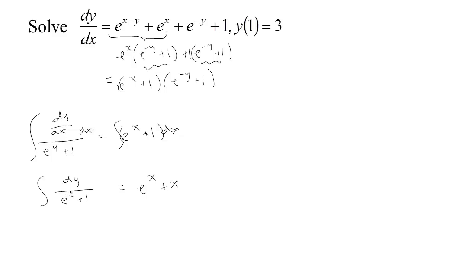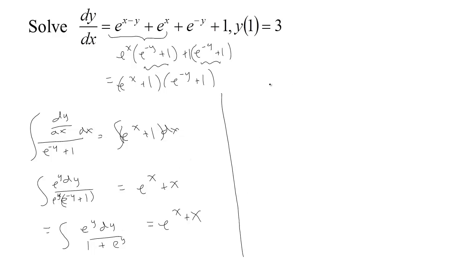Okay. This one requires a bit of a trick, and the trick we can use is to multiply top and bottom by e to the y. So you have e to the y dy on the top. E to the y times e to the negative y is 1, and e to the y times 1 is e to the y. Now because of that trick, that's all equal to e to the x plus x. Because of that trick, now I can see that I have the derivative of the bottom is e to the y. So I have the derivative of the inside over the inside.